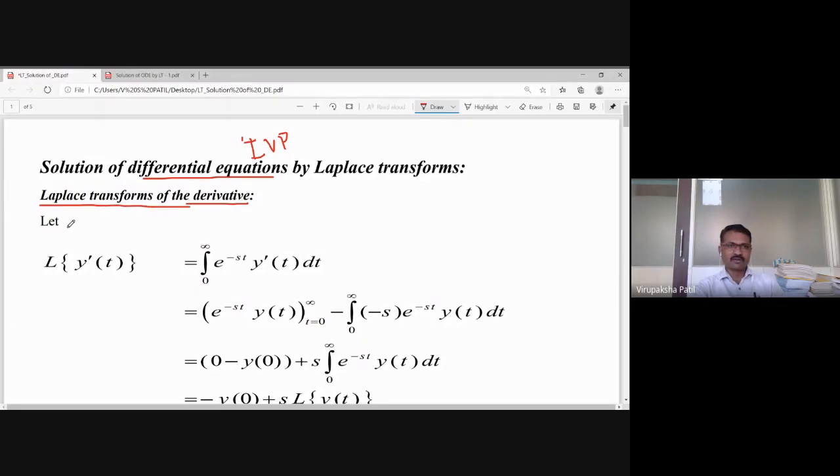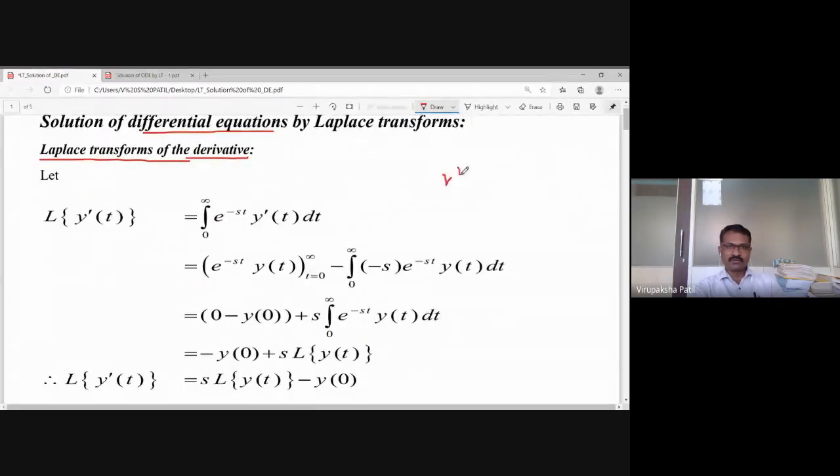Already you know the Laplace transform. I'll write one thing here. The Laplace transform of y of t: how are you going to write this? By the definition of Laplace transform, instead of f of t, here you have y of t. It is the integral from 0 to infinity of e to the power minus st times f of t dt. Now we are not required to find the Laplace transform of this.